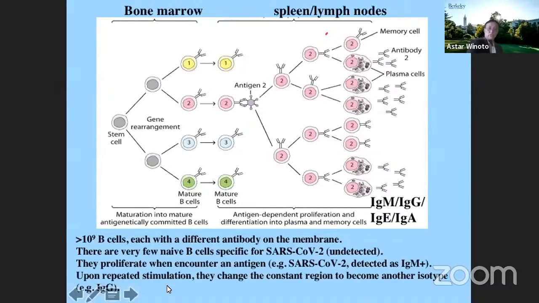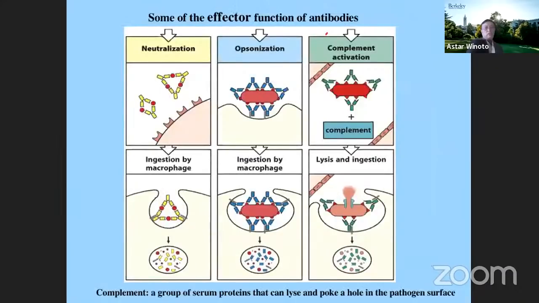So what's the difference between IgM and IgG, and what are the functions of the antibodies? Well, antibodies have 3 main functions. One is called neutralization. Neutralization is the most important one for viruses.